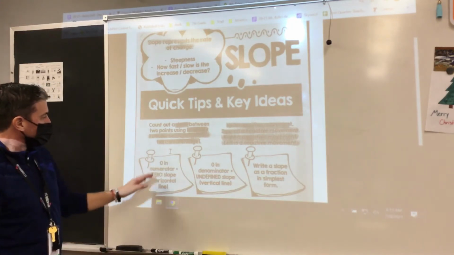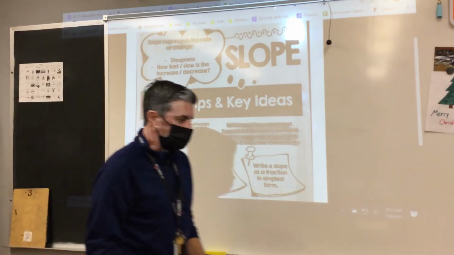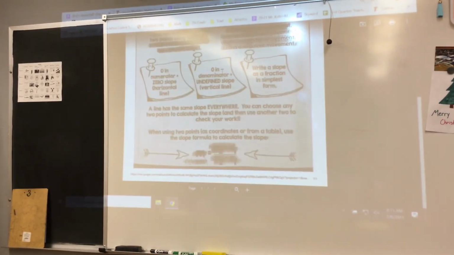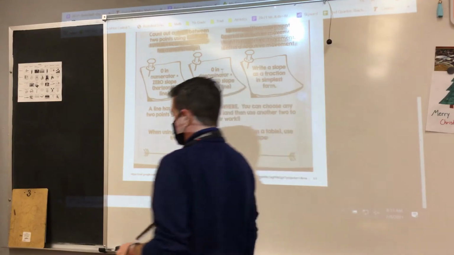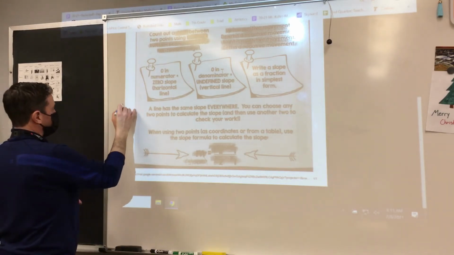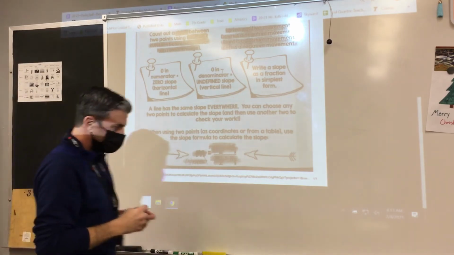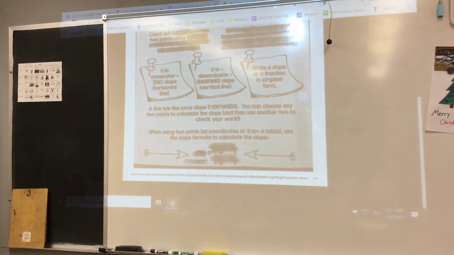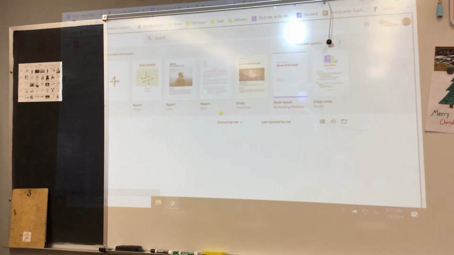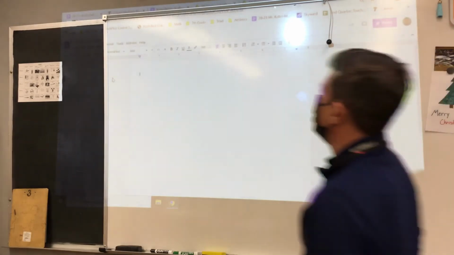Now, a couple of things that we want to talk about in slope. Again, you'll hit this next year and probably even in high school. When we talk about what actually is the slope of a line, let me do something here.